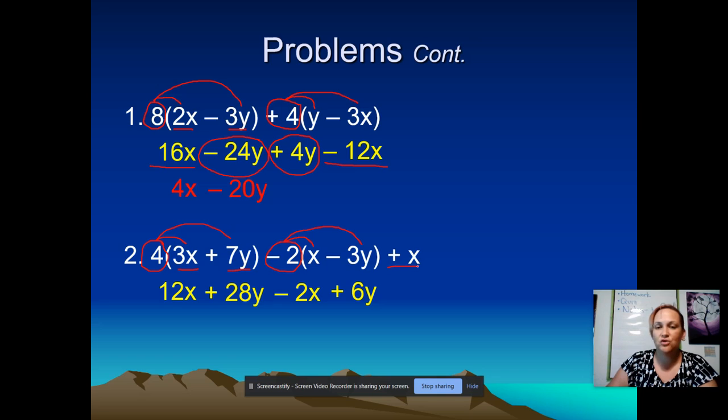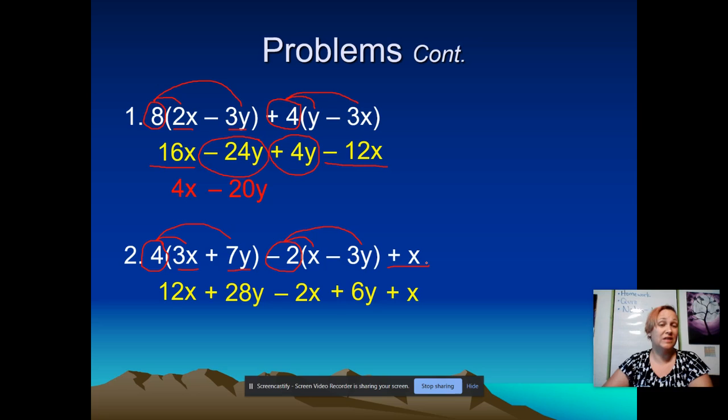Now I do have this extra term over here. It was not in a parentheses, and it wasn't right next to a parentheses. So I'm just going to leave it tacked at the end of the problem, so plus x. Now that I have no more parentheses, I'm done with my distributing. Now I can combine like terms. Now you do want to combine all of the like terms together.